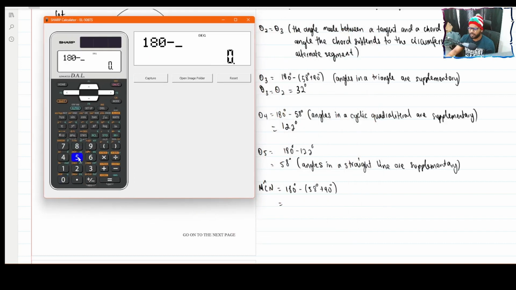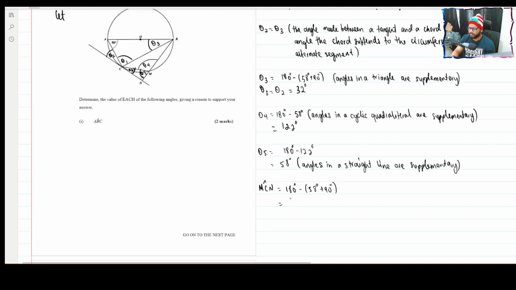180 take away 58 take away 90 is 32 degrees. Good. And I don't need to put a reason because I already put the reason. Angles in a triangle are supplementary. So I think we do more than enough. Let's go into the questions and see what they want. And the good thing about it now, we don't have to write down the reasonings in the question. All the reasonings are on the side.